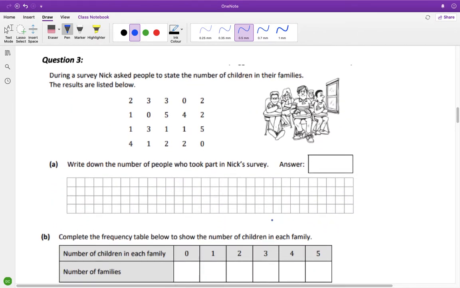Question 3. During a survey, Nick asked people to state the number of children in their families, and here's the results. Write down the number of people who took part, so you just count everyone. So 1, 2, 3, 4, 5. 1, 2, 3, 4, so that's 20 people.